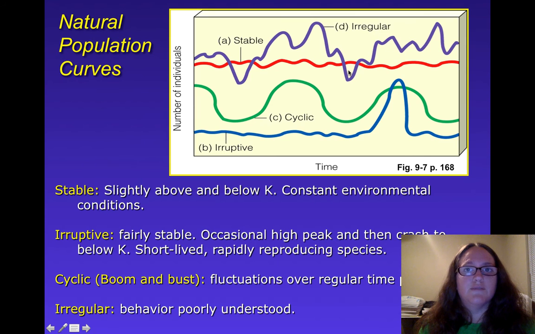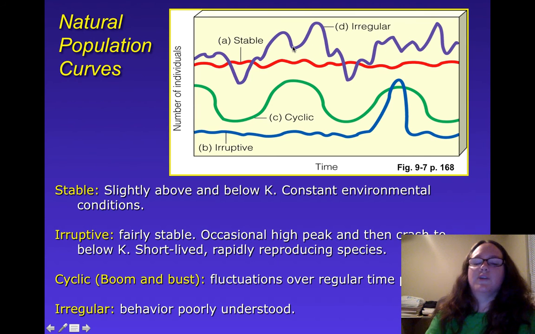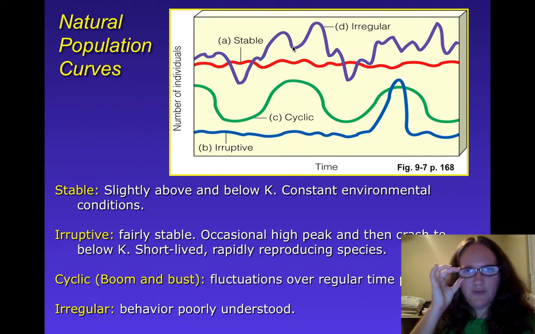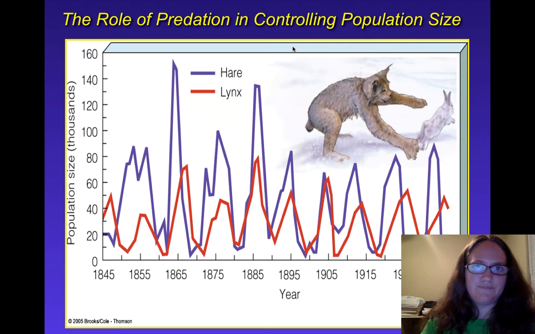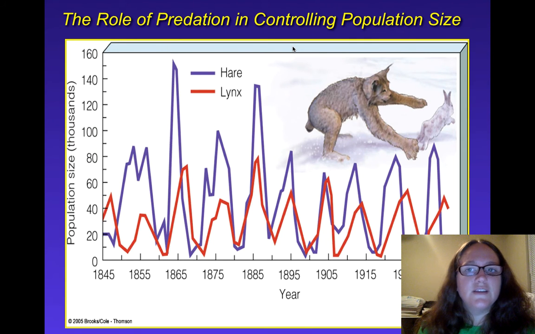That's one of those things that maybe you can study as a scientist. We're not sure why we get that kind of population curve, but sometimes we do. So here is a cyclic or boom and bust cycle. This is predation, a predator-prey graph.